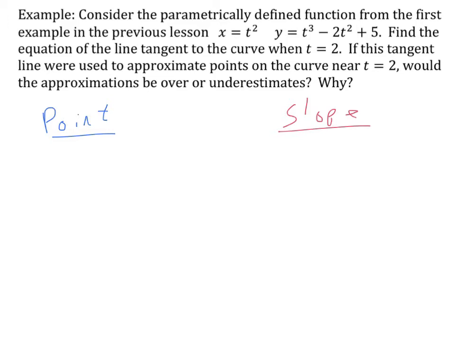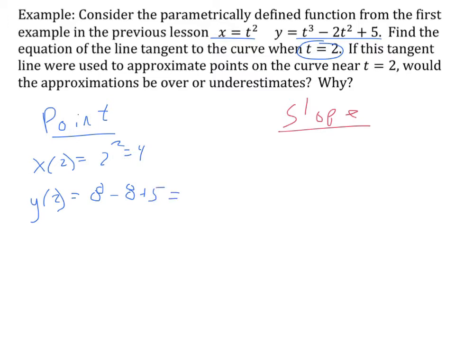I'm just going to take my t value and plug it into my original parametric curve. When I use x, my x of 2 will be 2 squared, which is 4. When I do y, my y of 2 will be 2 cubed, which is 8, minus 2 times 2 squared, which is still 8, plus 5. So I'm getting 5 there. That means my point of tangency is (4, 5).